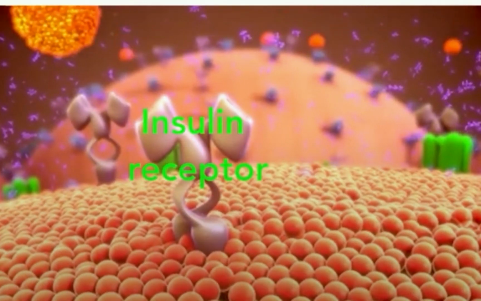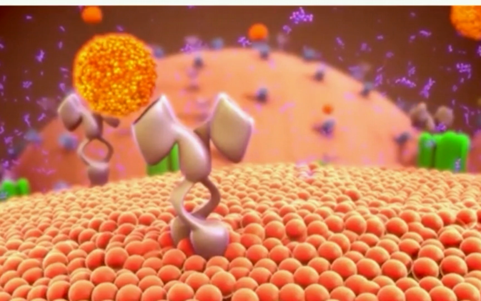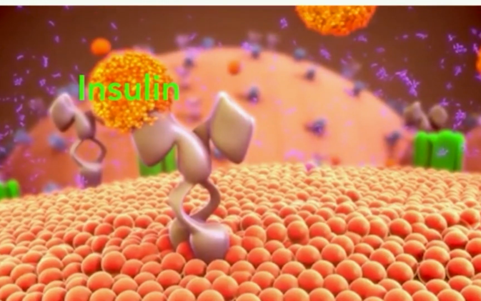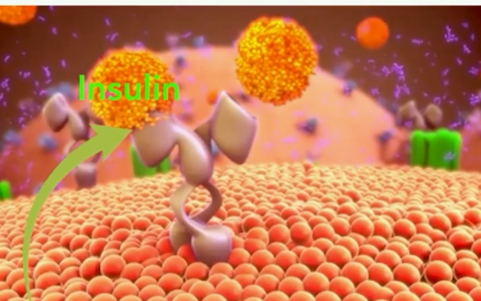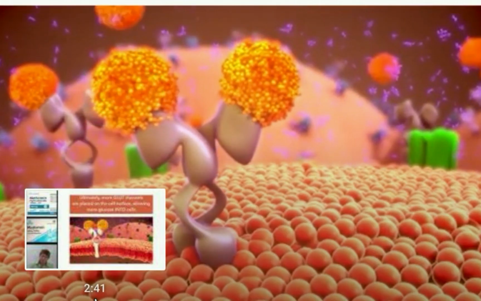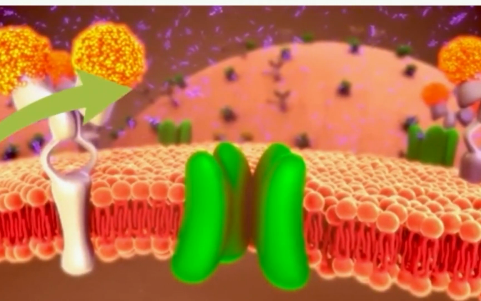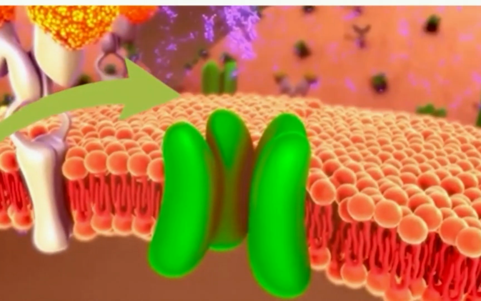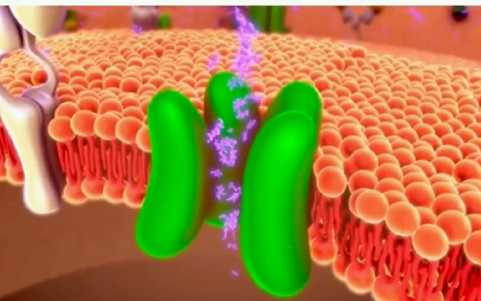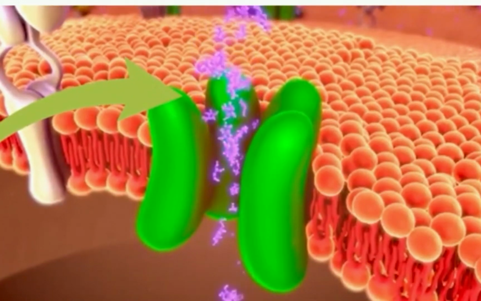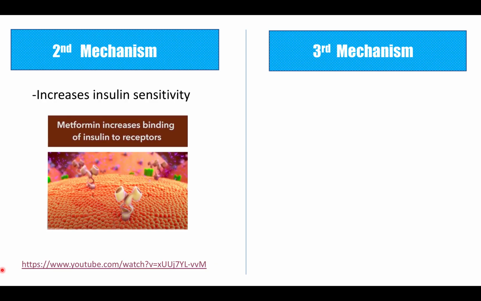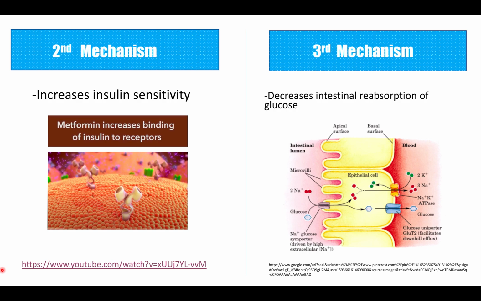Metformin sensitizes insulin receptors, labeled here, to insulin by increasing the binding activity between insulin and the insulin receptors. This causes more GLUT4 transporters to appear on the cell surface, allowing more glucose to enter cells. This effect lowers the blood glucose levels. Finally, in the third mechanism, metformin works by decreasing the intestinal reabsorption of glucose.